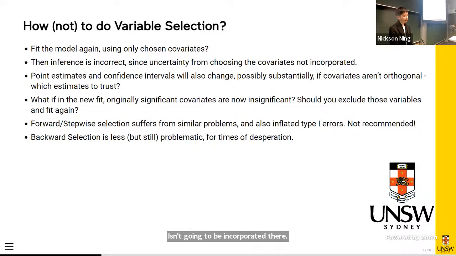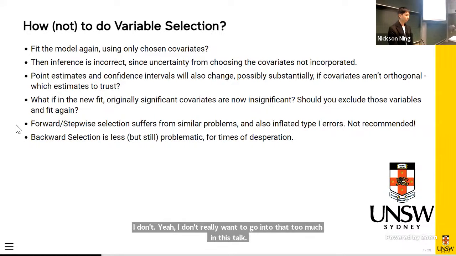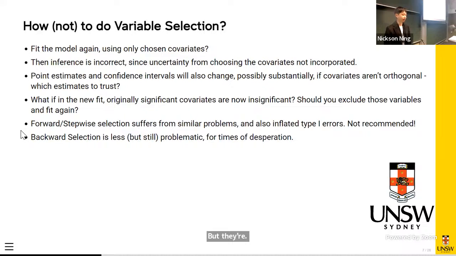I've listed a few points there of further philosophical problems of what happens if you just look at the p-values, take out the ones that are not less than 0.05, and then keep fitting new models to that. I don't want to go into that too much in this talk, but they're here. What I do want to emphasize is that forward and stepwise selection suffers from similar problems and also inflated type 1 errors. So those are not techniques I would really recommend.